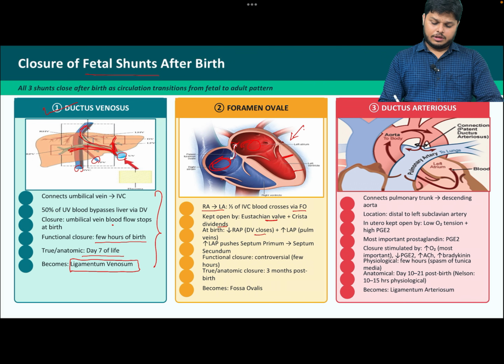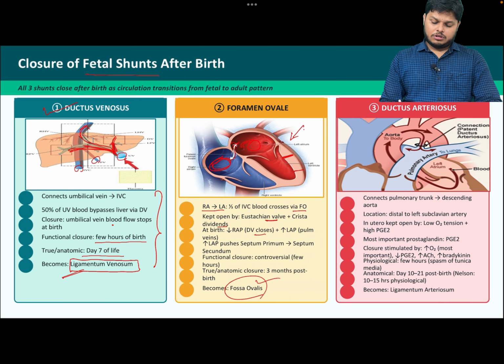An important question regarding fossa ovalis: two to three times the questions have been asked regarding fossa ovalis. It is the remnant of foramen ovale. If the foramen ovale is persistently open, we call it patent foramen ovale, not fossa ovalis.